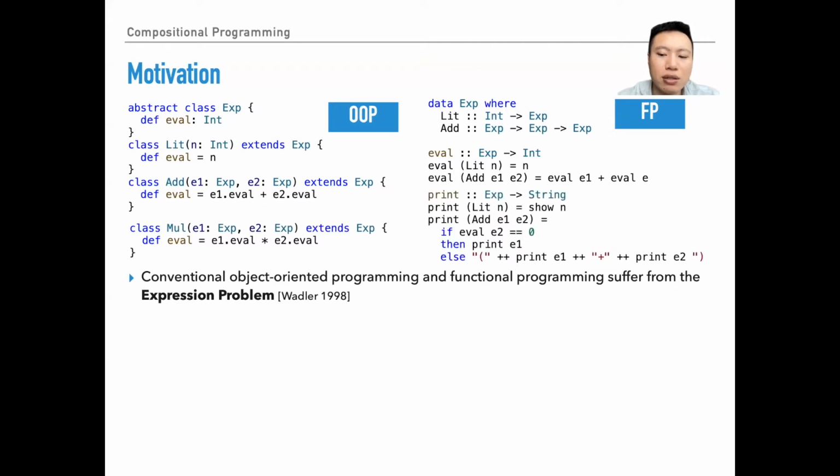In contrast, it's easy to add new operations in functional programming such as printing, but it is hard to add a new variant. We have to modify the data type definition with the new constructor as well as all existing functions. Note that the printing operation depends on the evaluation. To express such dependencies modularly poses new challenges to modularity.